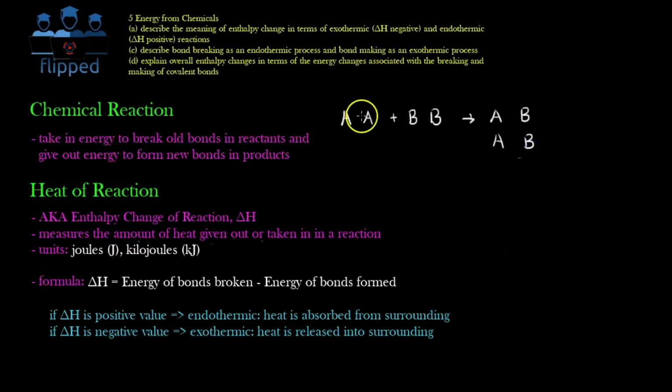For example, AA is connected by this blue bond here. The atoms BB are connected by a yellow bond. And AB is connected by a purple bond. So this one is the same.